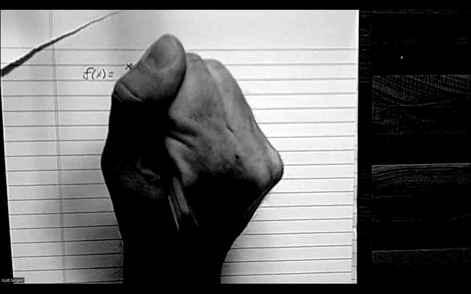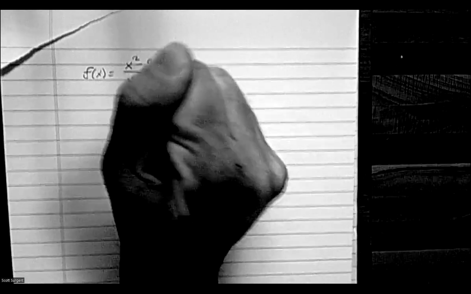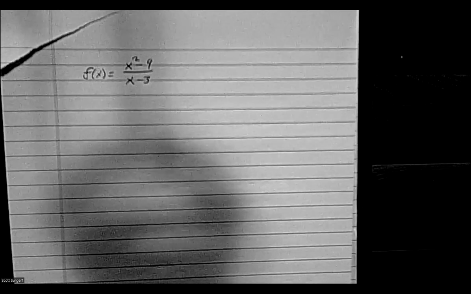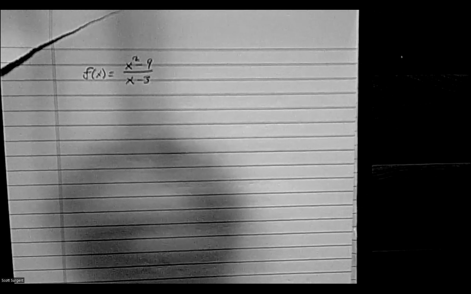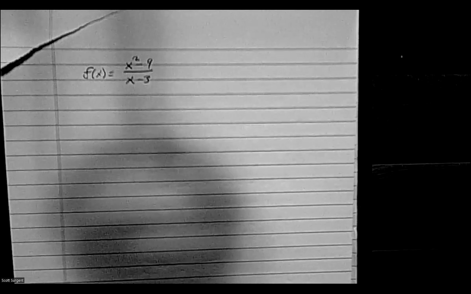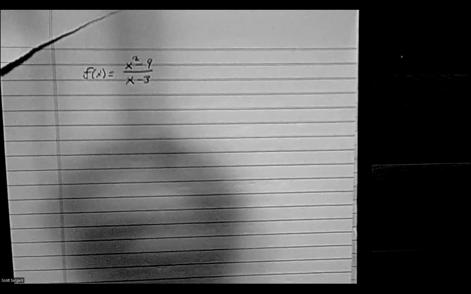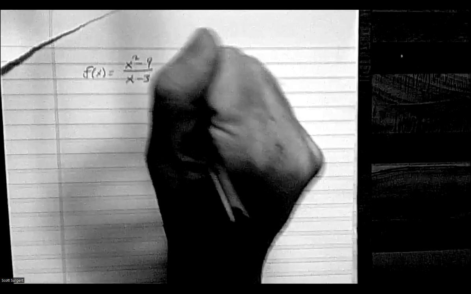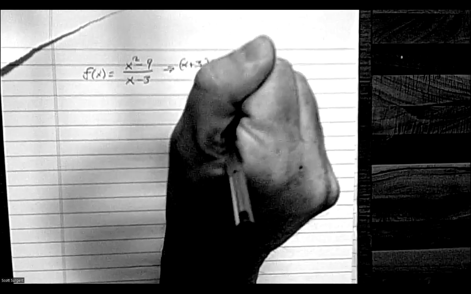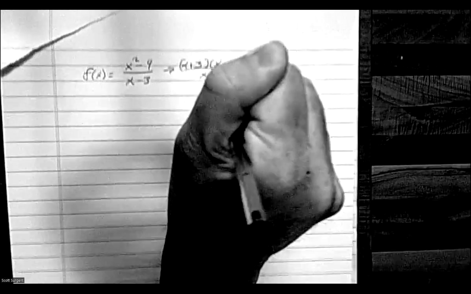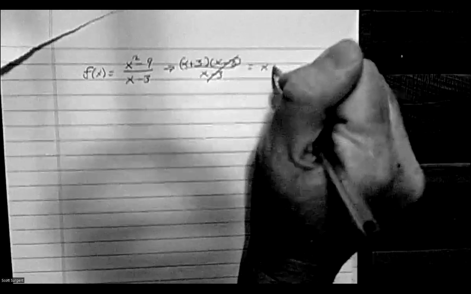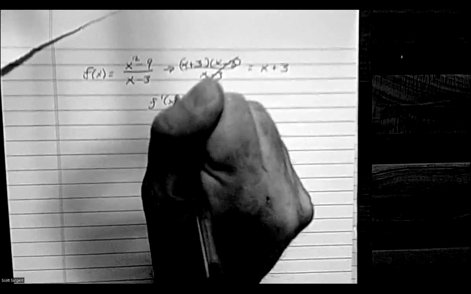But if you got a function like f of x equals, let's say, x squared take away 9 on top and x take away 3 on the bottom, and you were asked to find its derivative, in a case like this, I would not use the quotient property because in this case you can actually simplify the function by factoring and canceling. In fact, you get x plus 3, x minus 3 on top, x minus 3 on the bottom. Those cancel, so your function is just x plus 3. Therefore, the derivative is just 1.